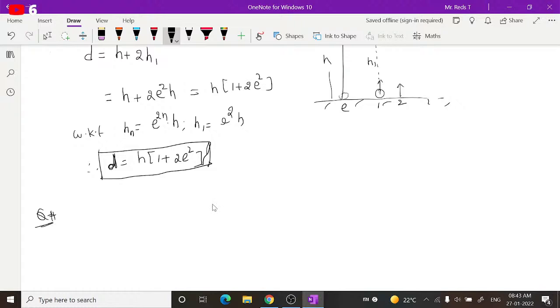So what is given here? In two separate collisions, the coefficients of restitution are e1 and e2, and they are in the ratio 3 is to 1. e1 by e2 equals 3 is to 1 in two different collisions.